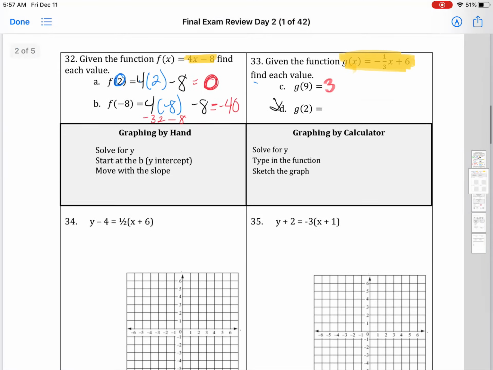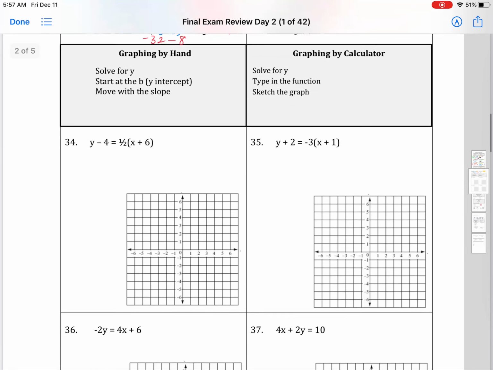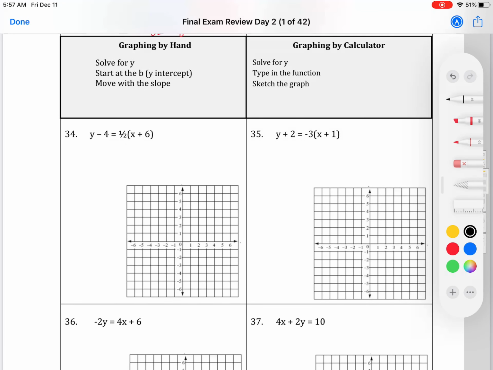Okay, so now we're going to play with graphing. We need to know how to graph by hand, and we need to know how to graph in the calculator. So to graph by hand, the most important piece is we need to have y by itself. Solve for y. To solve for y, when an equation has parentheses, it means that you need to start by getting rid of parentheses. That's called distributing. Half of x is the number 1/2 x. Half of 6 is the number 3. Then I bring the left side down.